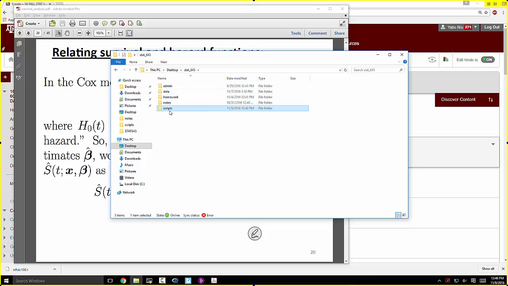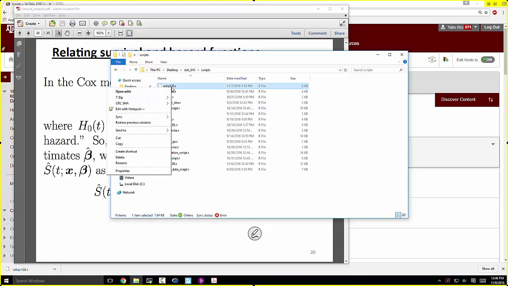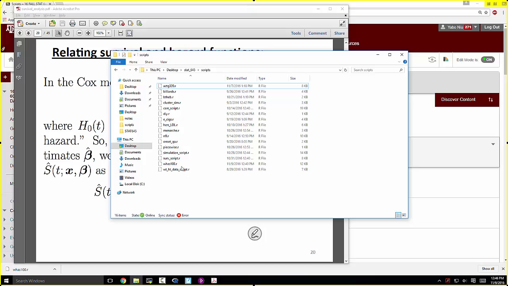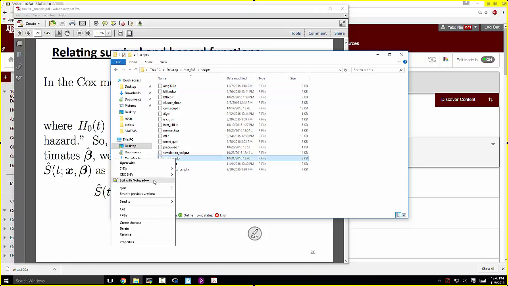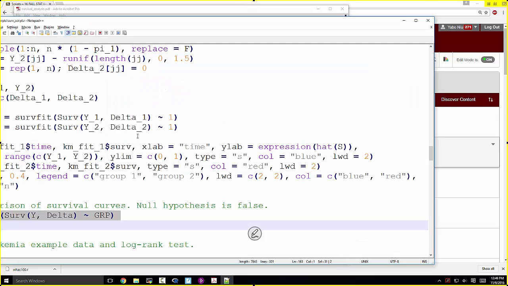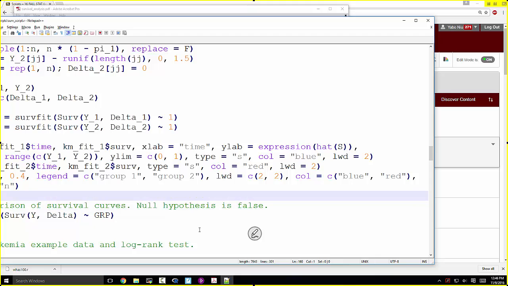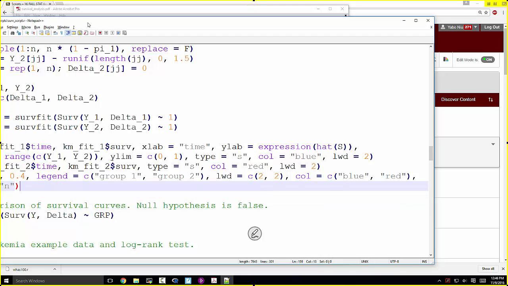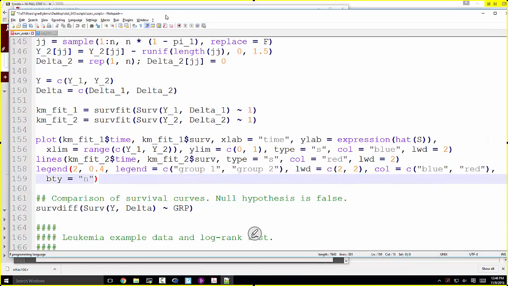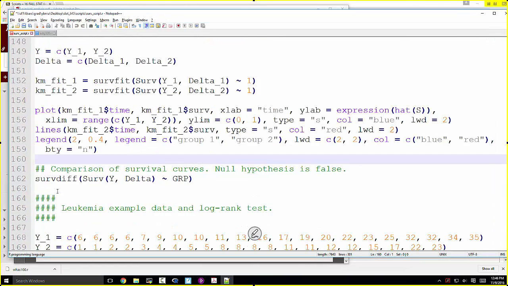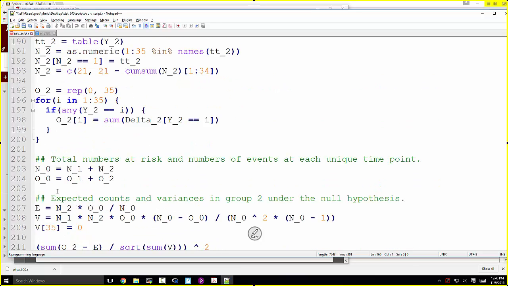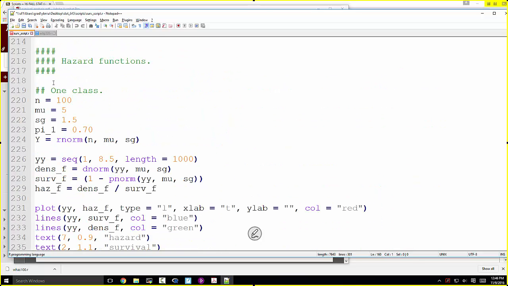So first I wanted to go back to the survival script file. There was one little picture that I wanted to show that illustrates what a hazard is and how it relates to a PDF and a survival curve. So what is a hazard function? What does it look like?